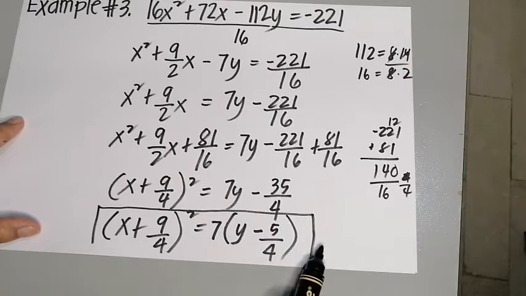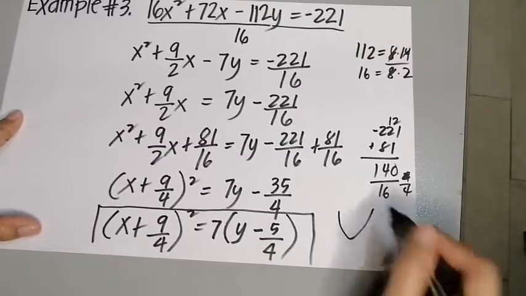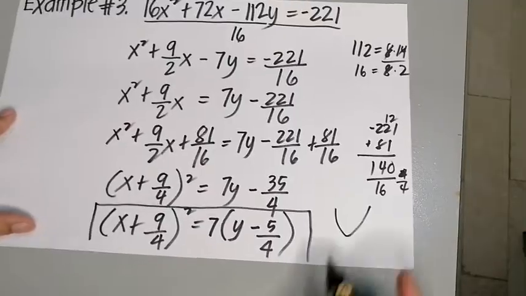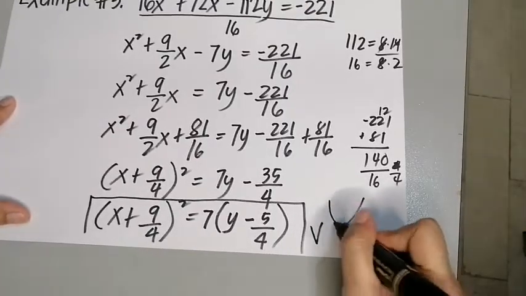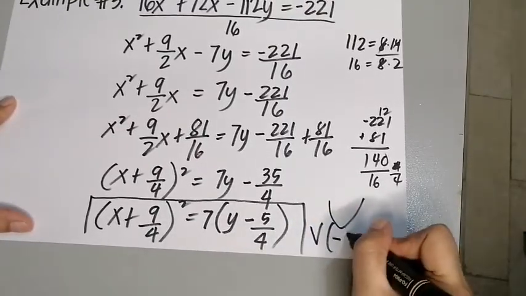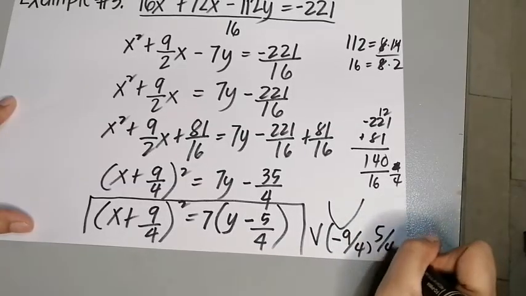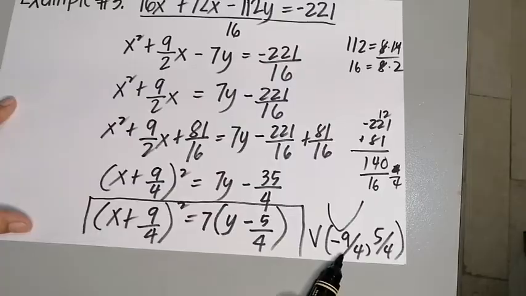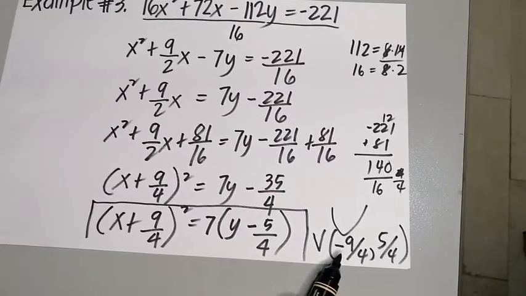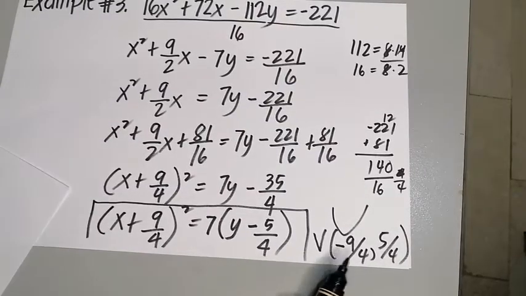The parabola is opening. That's right. The parabola opens upward and it has the vertex. That's the vertex, negative 9 over 4, positive 5 over 4. This is the vertex. Now we can graph it.